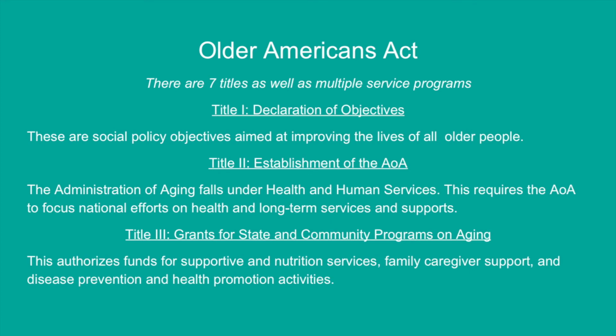So Title 1 is the Declaration of Objectives, which outlines the act itself. Then Title 2 is the establishment of the Administration of Aging, which outlines its responsibility in administering long-term services and supports. Then Title III is grants for state and community programs on aging, which basically authorizes funds for any type of family caregiver support, disease prevention, and health promotion activities.